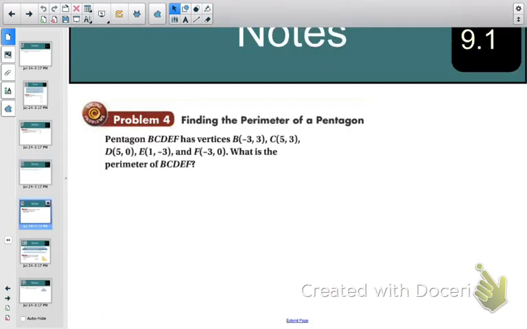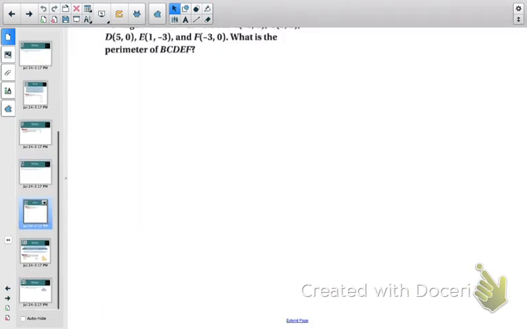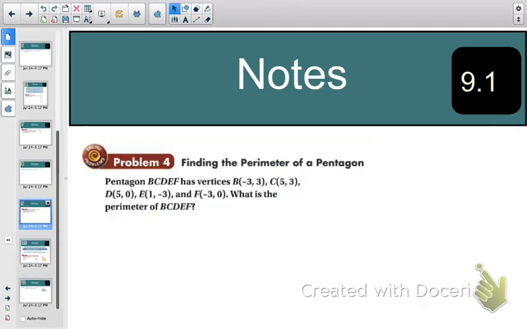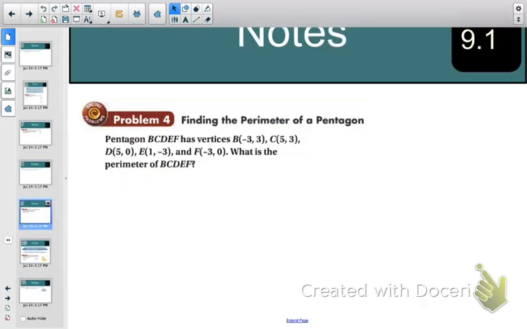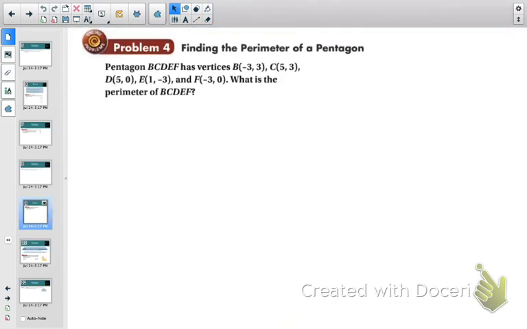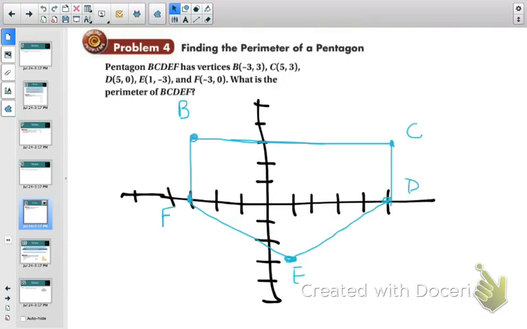Okay, finding the perimeter of the pentagon. So for this one, again, we need to plot the points. So let me pause this while I plot these points really quick. Boom, there's your pentagon.